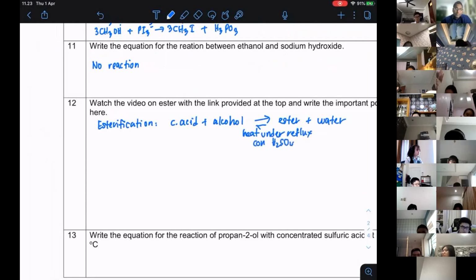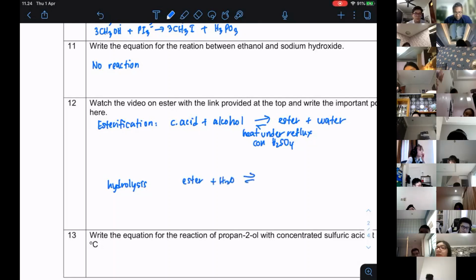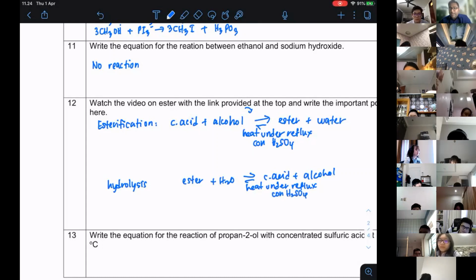Now another concept that you need to know is if you can form ester, you can break down the ester. So we have what we call hydrolysis. Now this hydrolysis, because it's a reversible reaction, you can use the same concept. Whenever you have ester, it's going to react with water. Reversible, kind of the same equation over here, to give you carboxylic acid plus alcohol. Again, heat under reflux, and then you use concentrated H2SO4. Still the same, you can break it down.